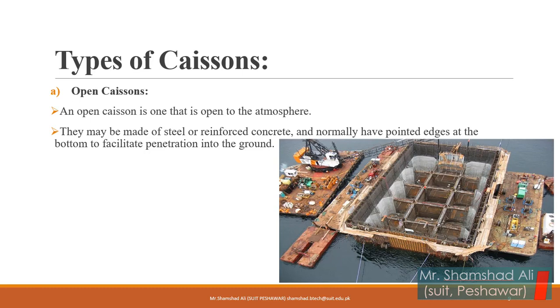Types of caisson. The first one is the open caissons. An open caisson is one that is open to the atmosphere, just like this. They may be made of steel or reinforced concrete and normally have pointed edges at the bottom to facilitate penetration into the ground. Meaning that its edges will be pointed, so that it can easily be installed and easily penetrate into the ground.